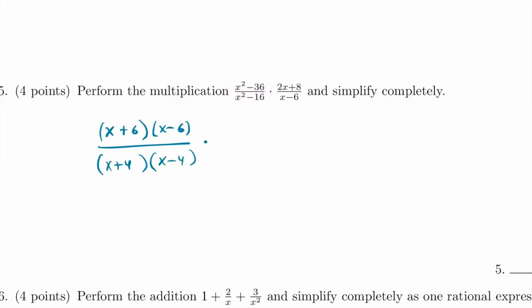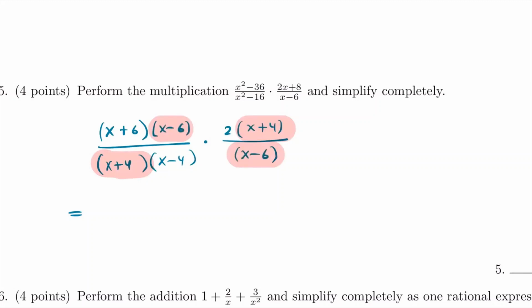And then for the second fraction, here I can just pull out the GCF on the numerator, which is 2 times x plus 4. And the denominator is just x minus 6. Let's put parentheses around. All right, now let's cancel common factors. So we see that from here, x plus 4 will cancel. And then x minus 6 will cancel.